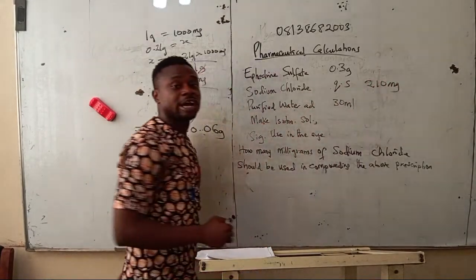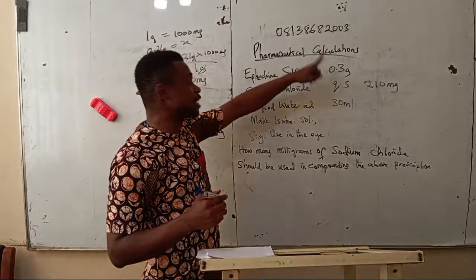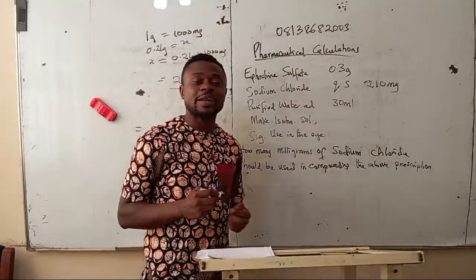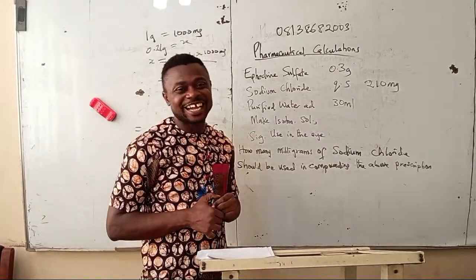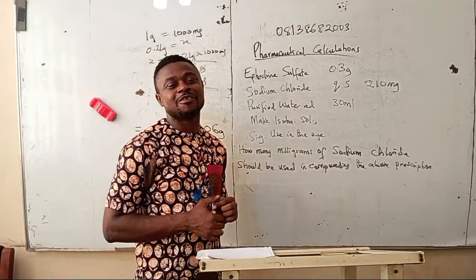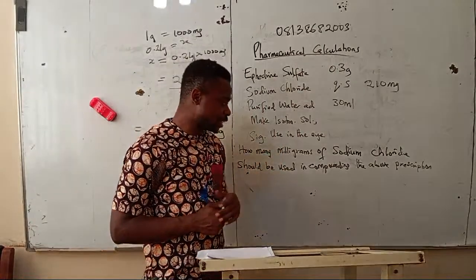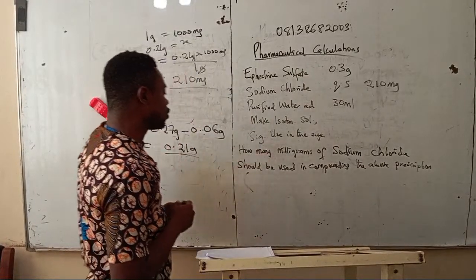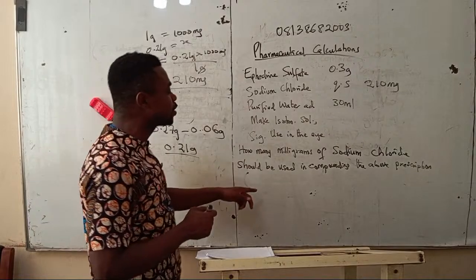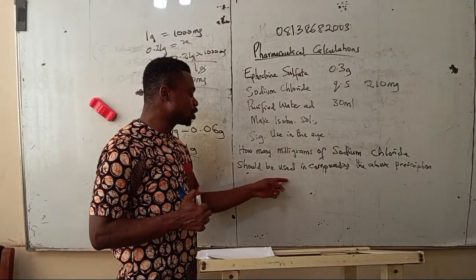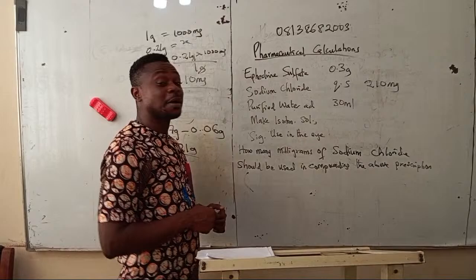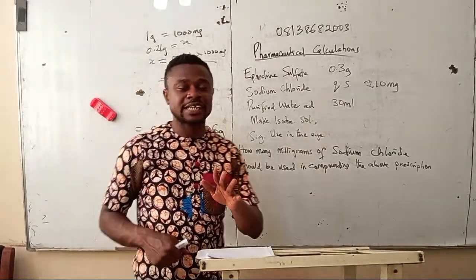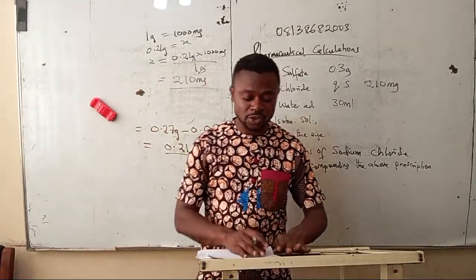The amount of sodium chloride we need to add here to make this solution isotonic is 210 milligram of sodium chloride. So the answer is 210 milligram of sodium chloride. So 210 milligram of sodium chloride should be used in compounding the above prescription.